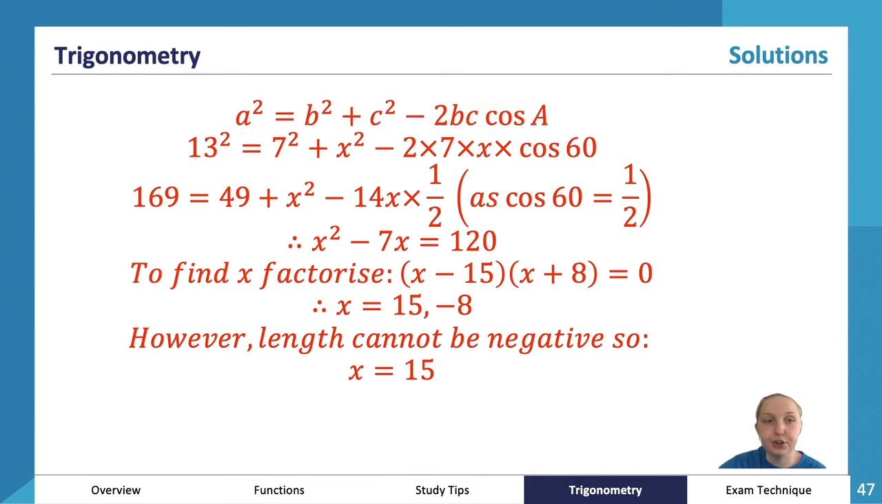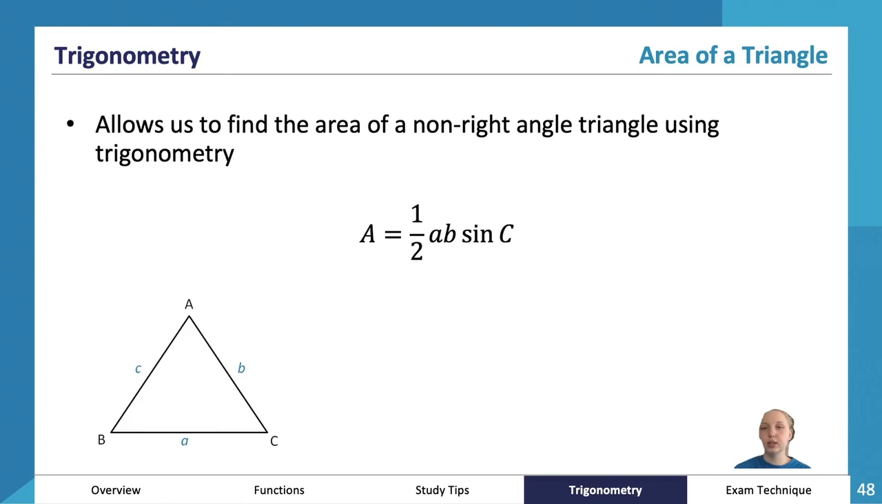And so yeah, that's about it for the cosine rule. It's again like the sine rule. The sine rule, the cosine rule, and the area of a triangle, which we're about to look at, are all pretty much just about substituting things into a formula. So they're not too tricky, so they're good questions to get in your exam. Then the area of a triangle allows you to find the area of a non-right angled triangle.